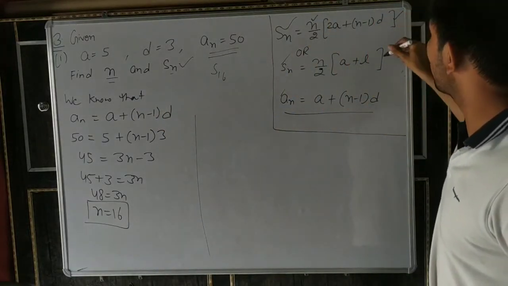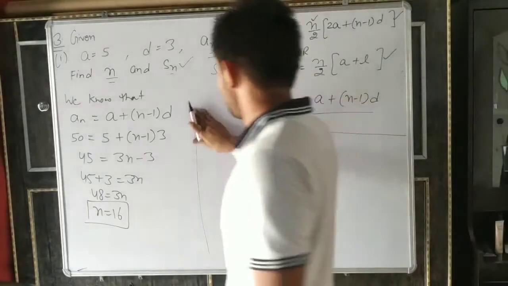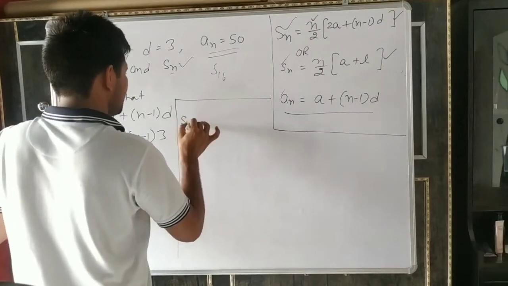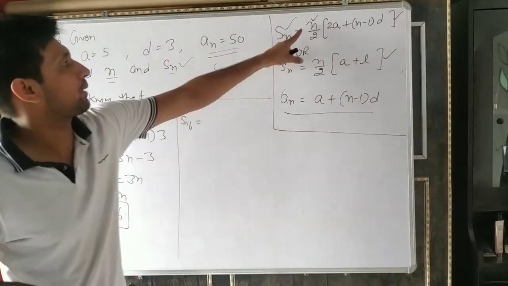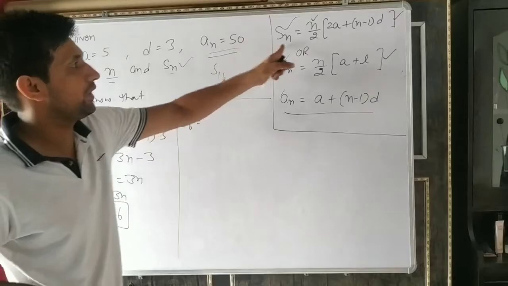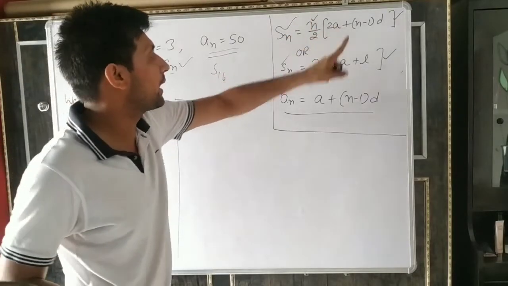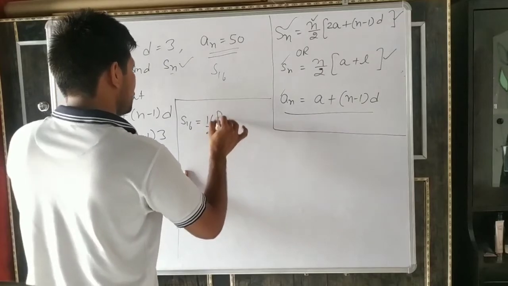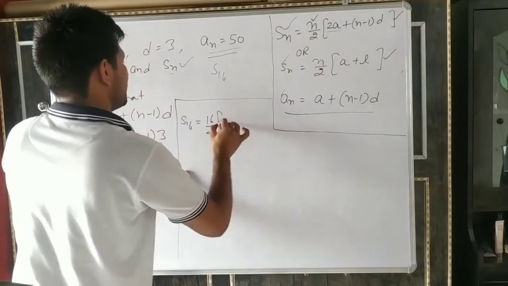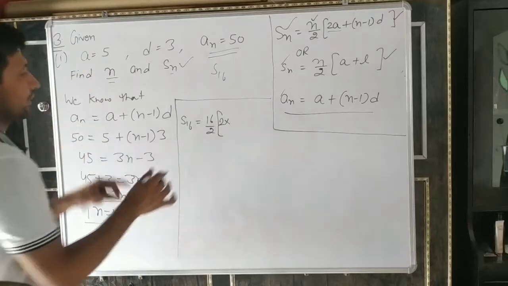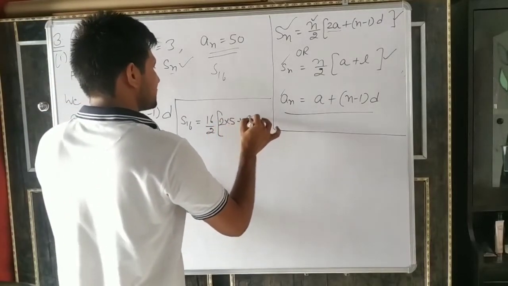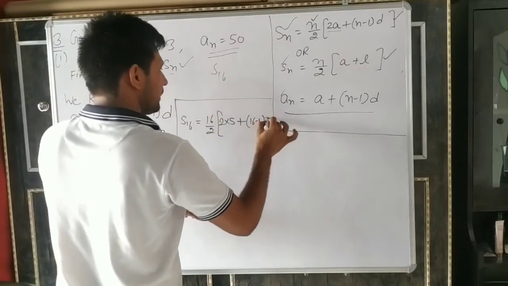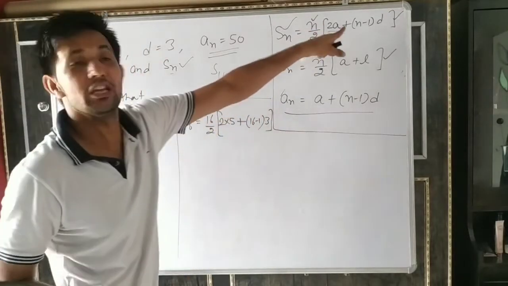Either we can use this one or that one. Look at what we will write: S16. First we are using this formula. We know that Sn equals n by 2 into 2a plus n minus 1 into d. So n is 16 upon 2, 2 into a, a is 5, plus n 16 minus 1. D is 3. We use the values in this formula.